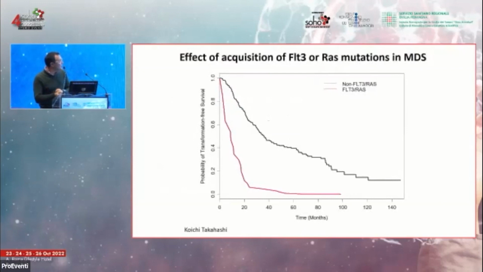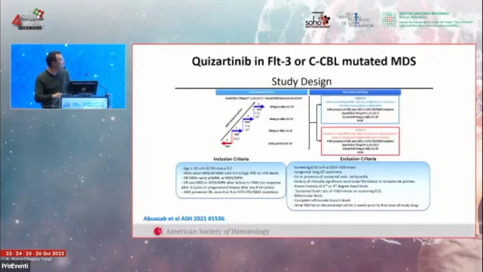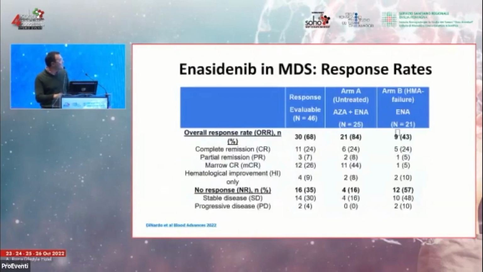This is data by Dr. Takahashi a number of years ago showing the accumulation of these FLT3 mutations in patients with relapsed refractory myelodysplastic syndrome. And with that, we designed this phase 1/2 study of AC220, quizartinib, in combination with an HMA for patients with FLT3 mutated disease. There is some activity, and this can allow you to take the patient to transplant in some situations.